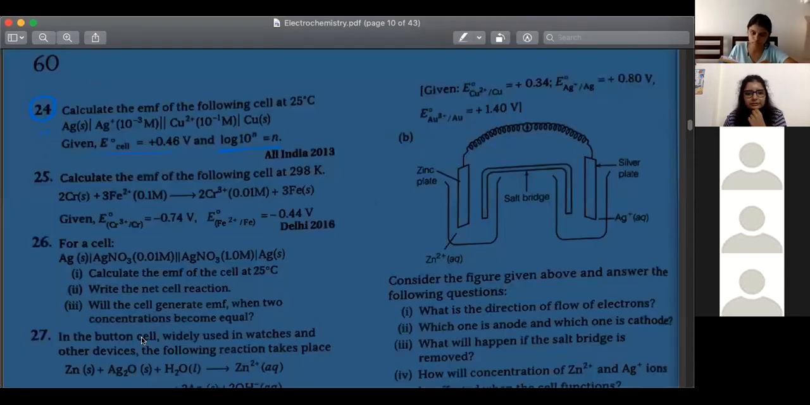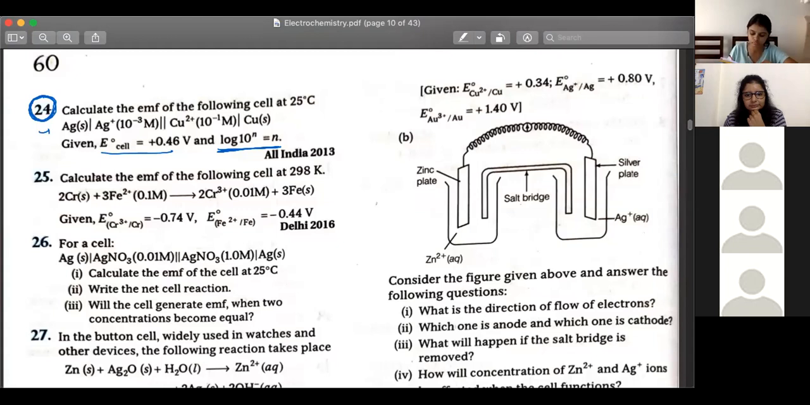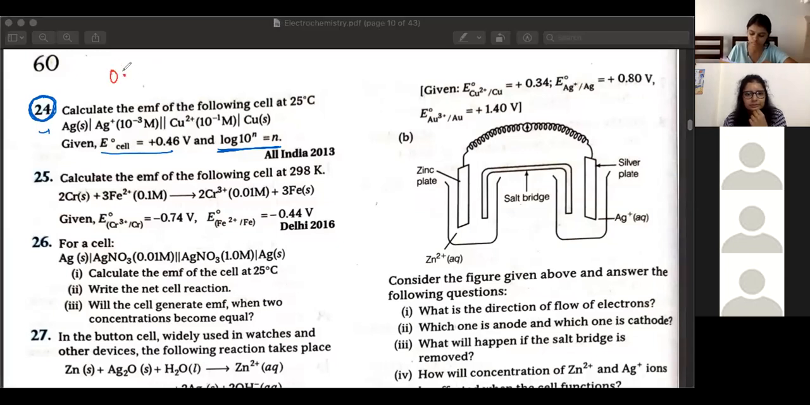EMF of cell, we start with E naught cell minus 0.059 by n log of Cu2 plus upon Cu plus upon... What is the number of electrons in 2 into Ag plus, 10 raised to minus 3 square minus 1 upon 10 raised to minus 3 the whole square. Right. Yeah. Okay. Yeah, that's exactly what we started with. As it is.